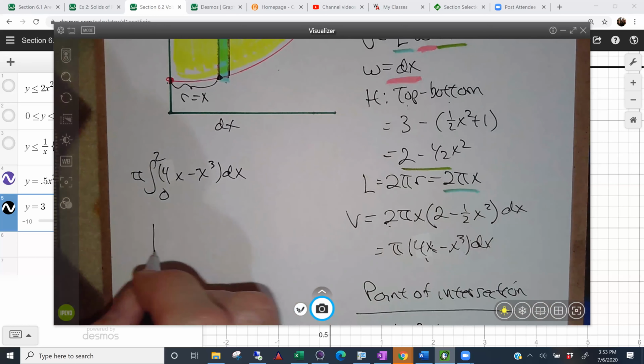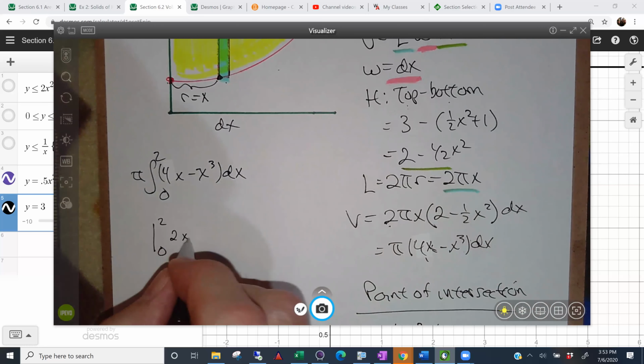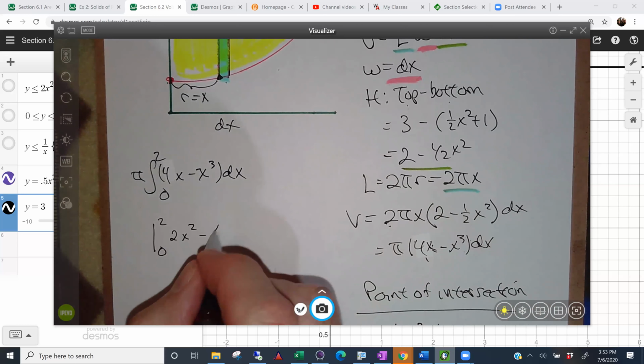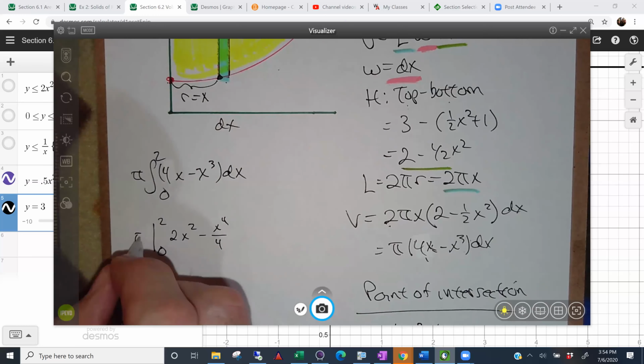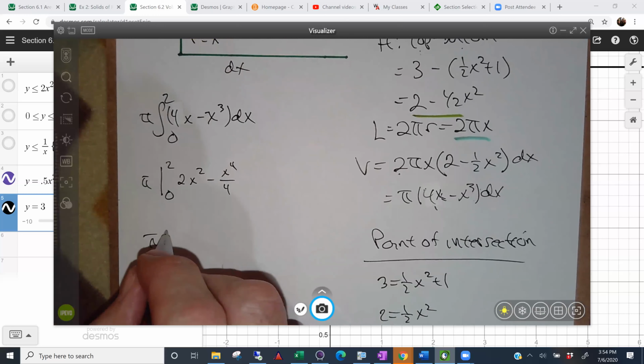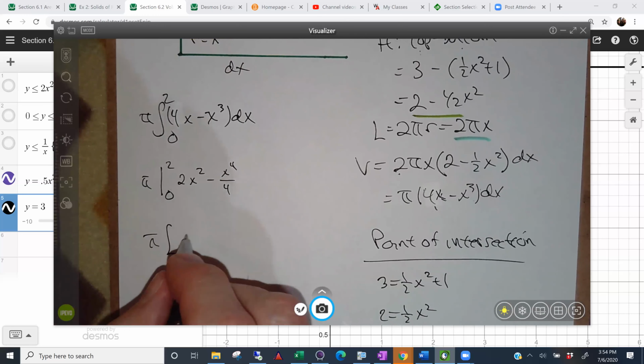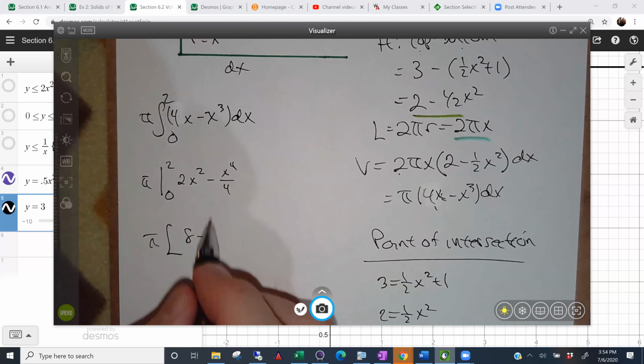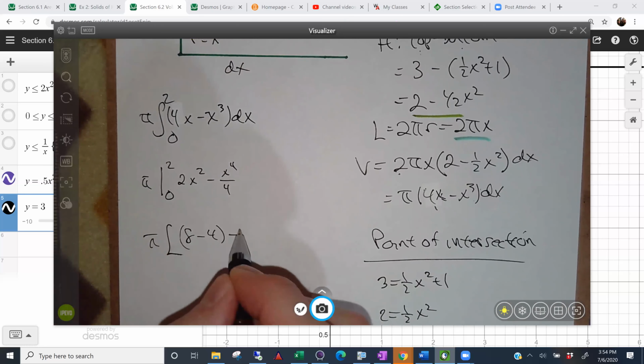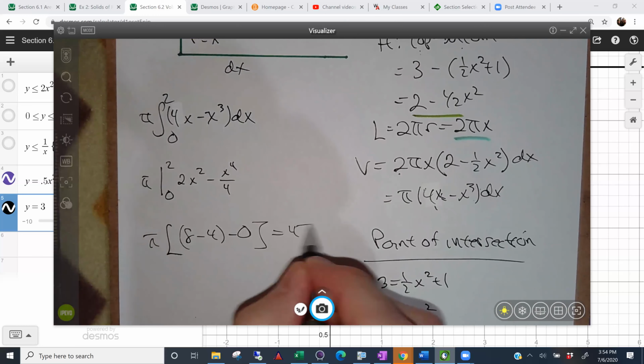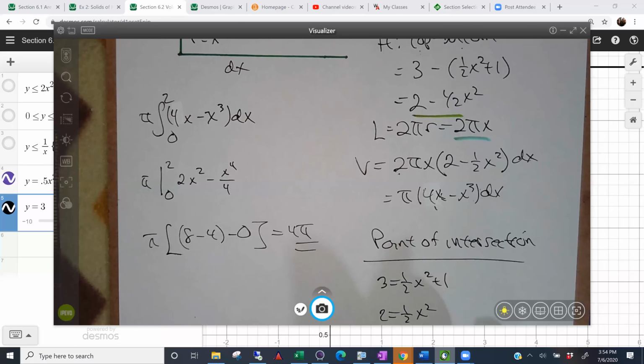Now, let's find an antiderivative. That's going to be 2x squared minus x to the 4th over 4. Plugging in a 2, I'll get 8 minus 16 over 4, which is going to be 4. At 0, they're both 0, so I'll end up with 4 pi. Okay. Beautiful. I like that one. It worked out nice.